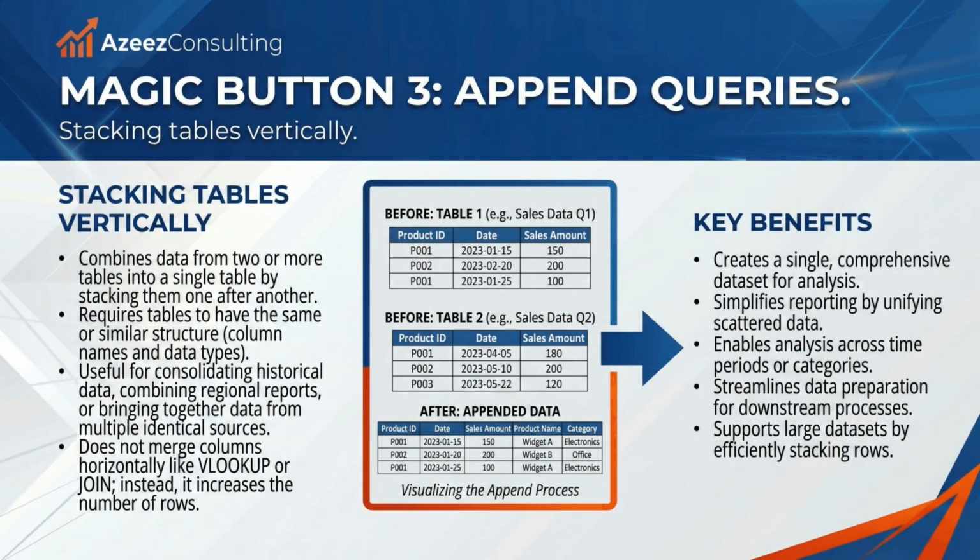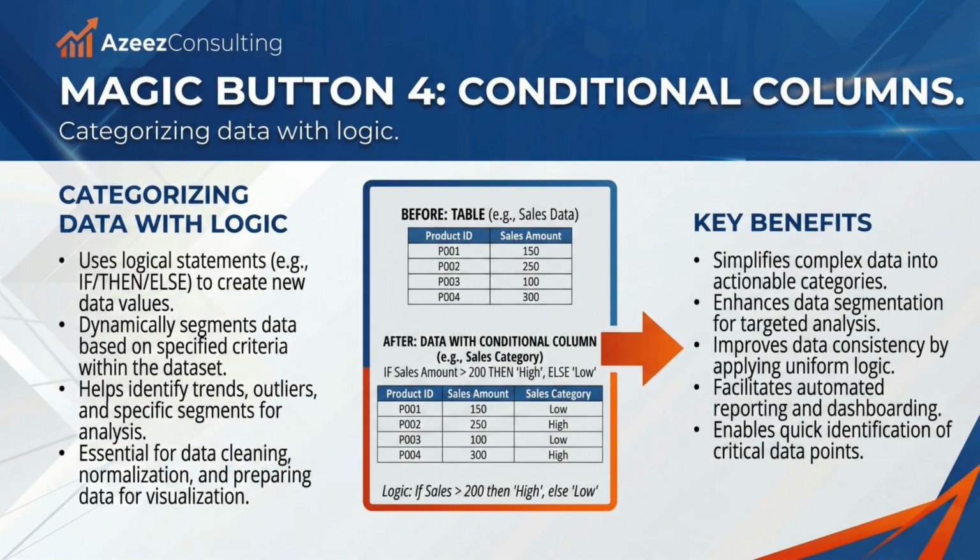Magic button 3 is Append Queries, used for stacking tables vertically. This combines 2 or more tables into a single one, simplifying reporting and streamlining data preparation by efficiently stacking rows. Magic button 4 is Conditional Columns, which categorizes data with logic. It uses conditional statements to dynamically segment data, improving data consistency and enabling quick identification of critical data points.